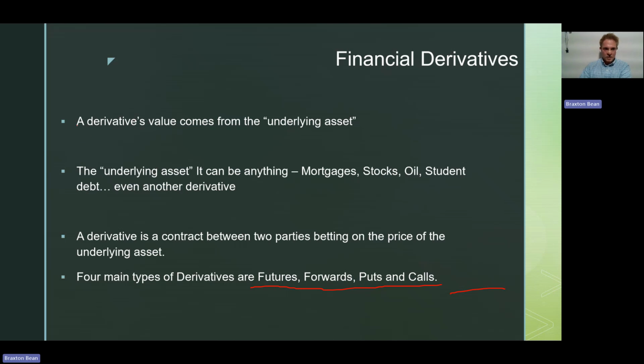A derivative's value comes from the underlying asset. Now, these assets can be anything, including mortgages, stocks, oil, student debt. It can also be another derivative, which is kind of cool, also kind of scary if you're on margin. But yeah, a derivative is a contract between two parties betting on the price of the underlying asset, which would be mortgages, stocks, oil, student debt.